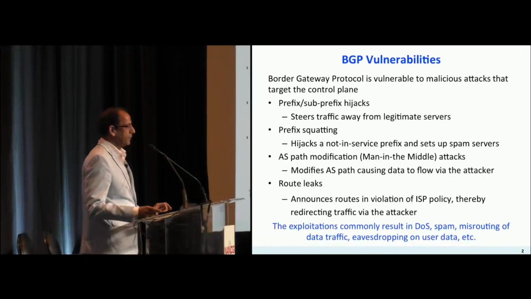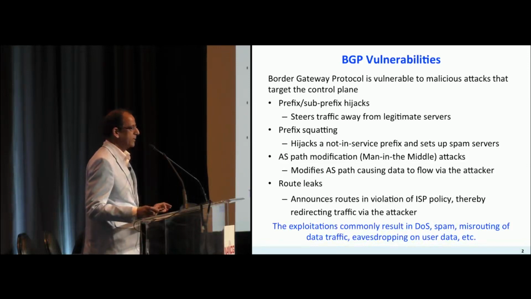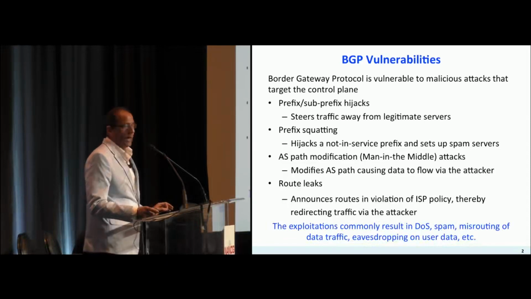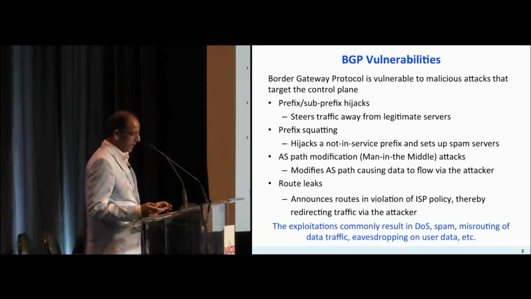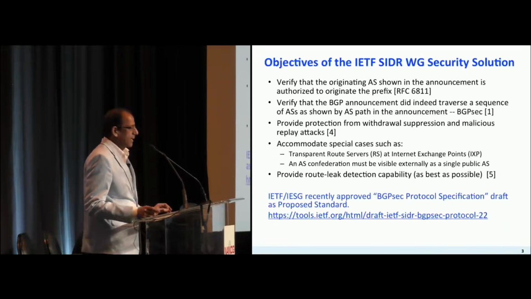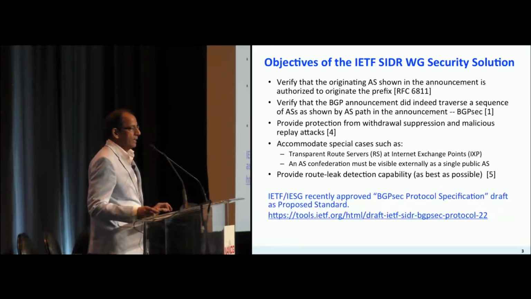So we have known about BGP vulnerabilities for a long time. Prefix hijacks, prefix squatting, AS path modification, man-in-the-middle attacks, Kapela-Pilosov type of attacks, and forged origin attacks as well, and route leaks. So in the IETF, there's been very active work for the past several years to address these issues. This slide says objectives of the SIDR security solution.